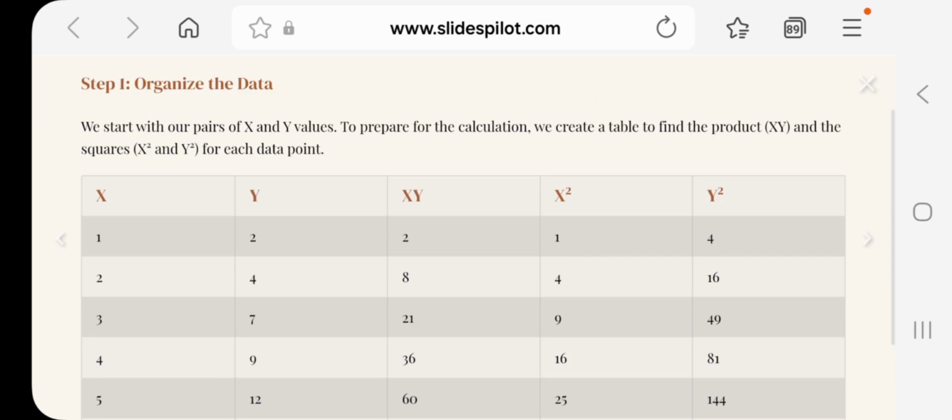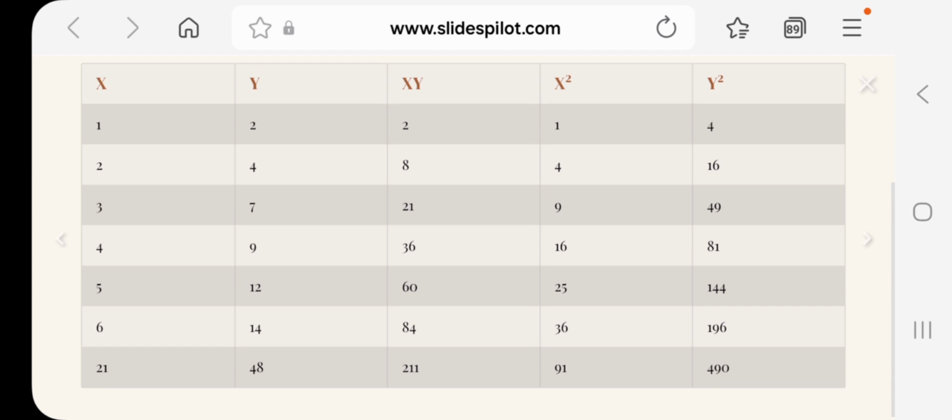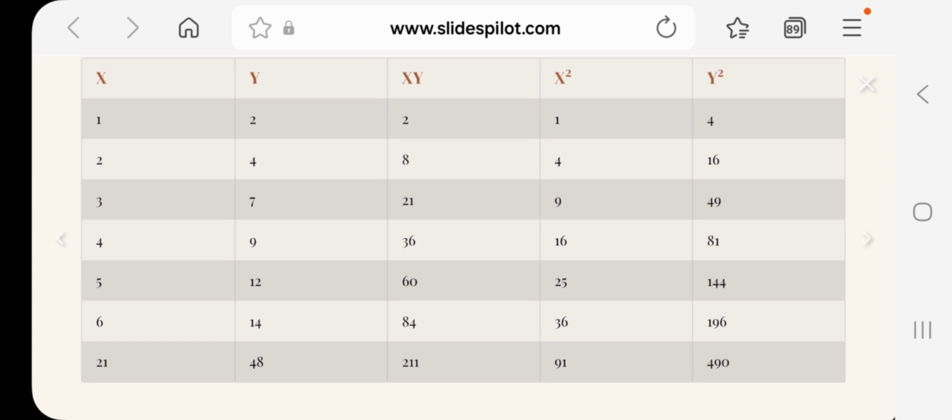So if we take the sum of the x values, it's going to be 1 plus 2 plus 3 plus 4 plus 5 plus 6. That's going to be 21. Let me put this in a different color. Now let's take the sum of the y values. 2 plus 4 plus 7 plus 9 plus 12 plus 14. So that gives us a sum of 48.